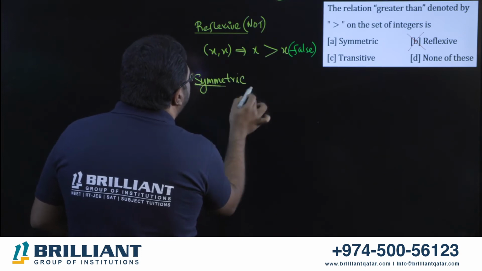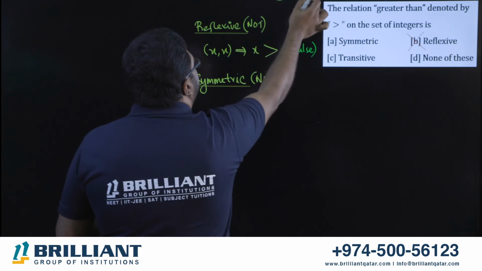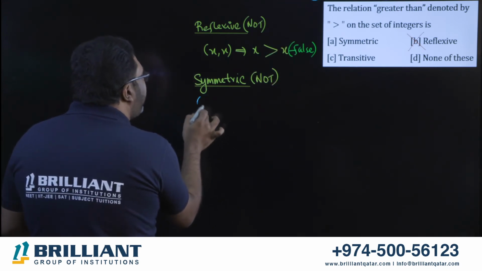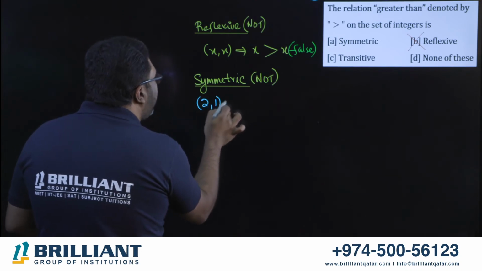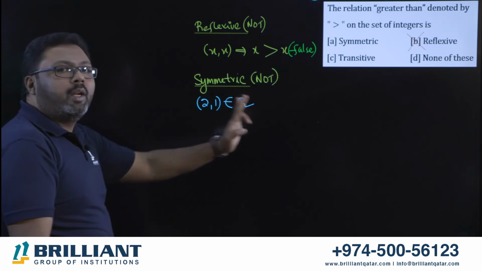Again, I would say not. Why not? Why not symmetric? Okay, let's see this. What is the condition for not being symmetric? I would say a pair 2, 1 belongs to R.